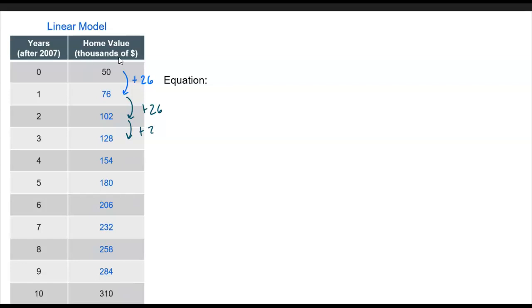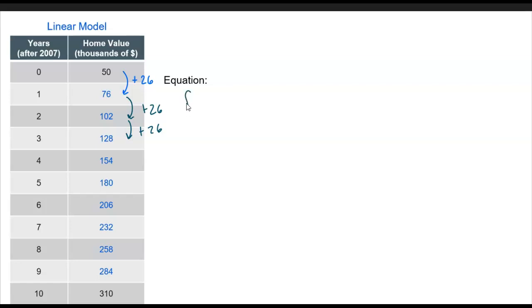Notice I've put this in thousands of dollars, mostly just because I don't want to write all those zeros. So this is $50,000, $76,000, all the way up to $310,000. And the question I want to ask here is, what is our equation? Can we model our linear equation for this pattern?